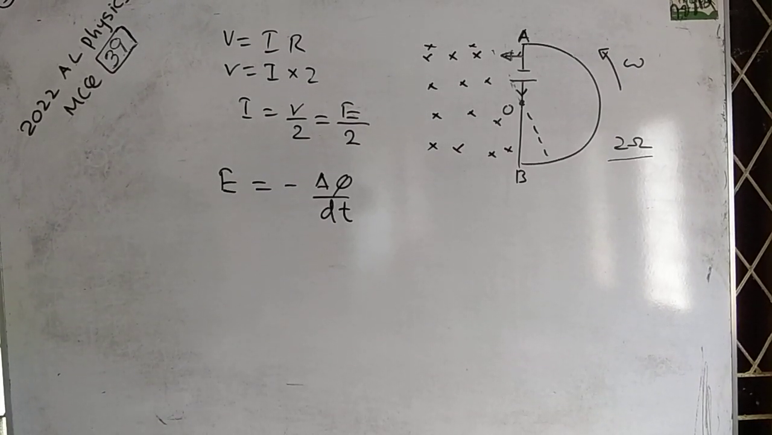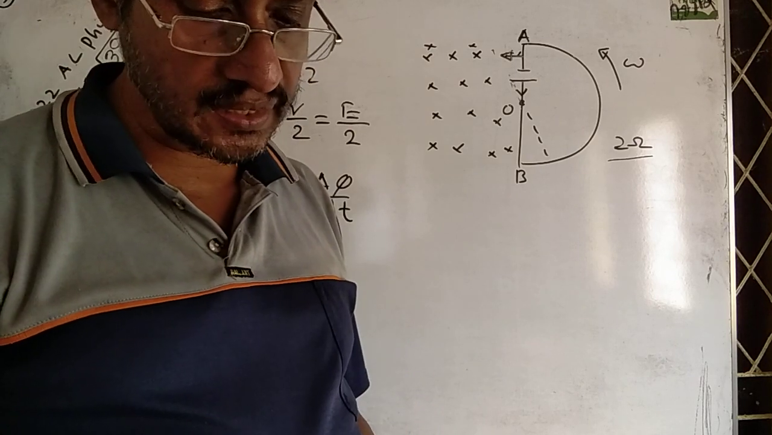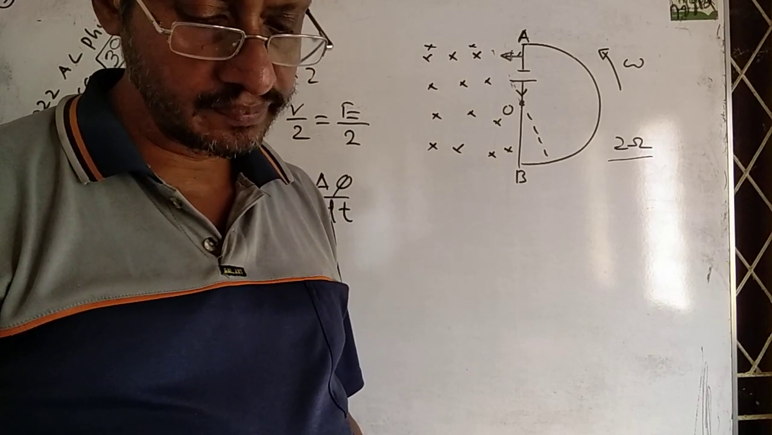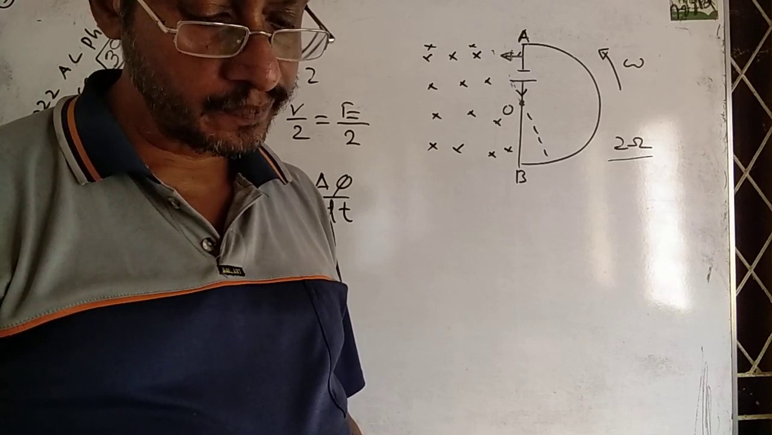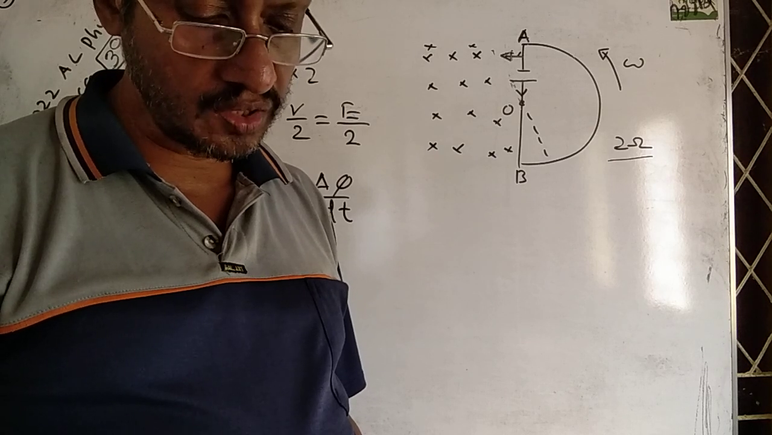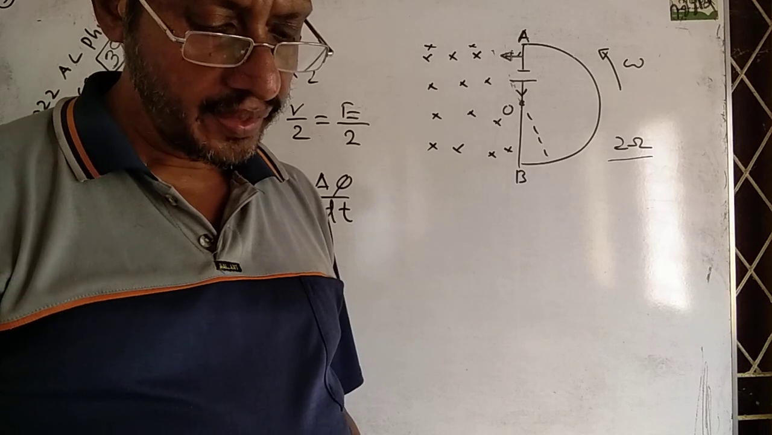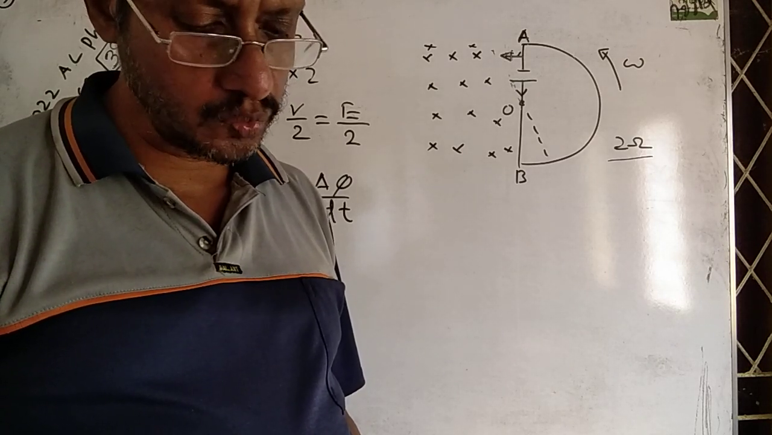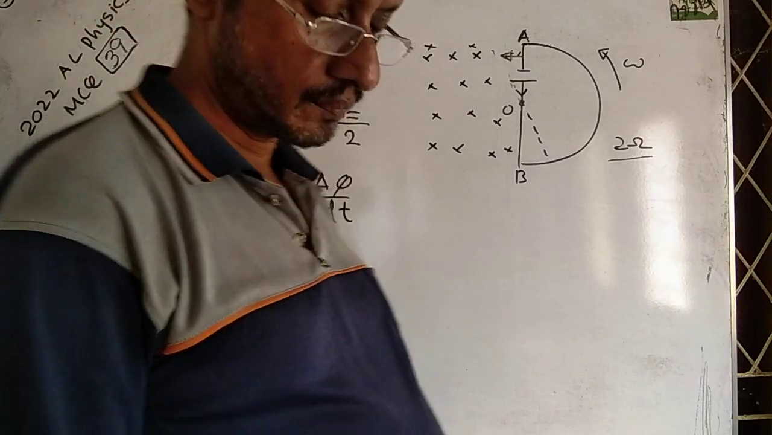2022 A-level Physics MCQ. Question number 39. A uniform magnetic field of flux density B is directed into the plane of paper as shown in the figure. A semicircular conducting loop of radius R rotates at constant angular velocity of omega about O and perpendicular to the plane. The resistance of the loop is 2 ohms. What is the magnitude of the current induced in the loop?